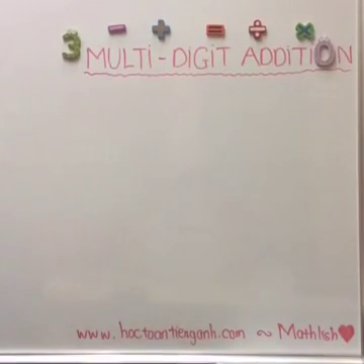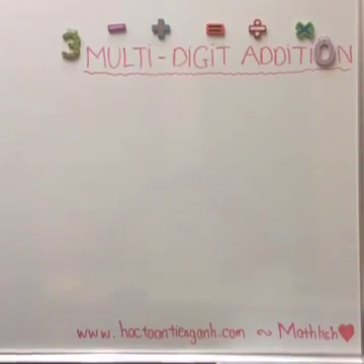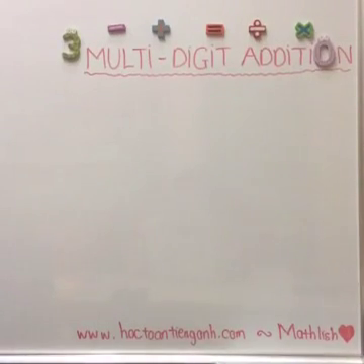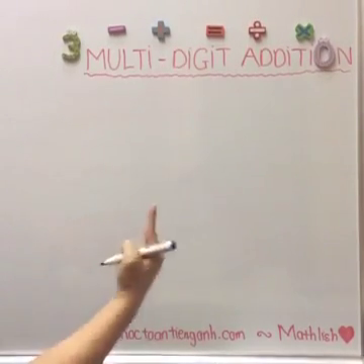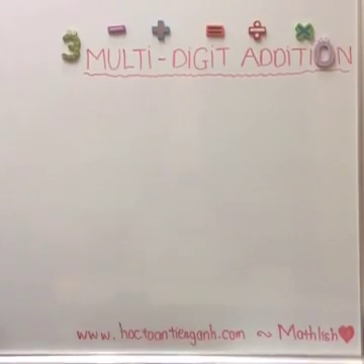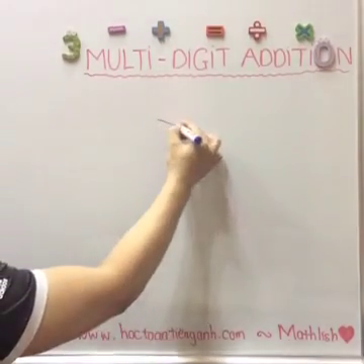Hi, welcome back to Mathlish. In this video, we are gonna learn how to do multi-digit addition. A multi-digit number is just a number with more than one digit, which is anything greater than 9.